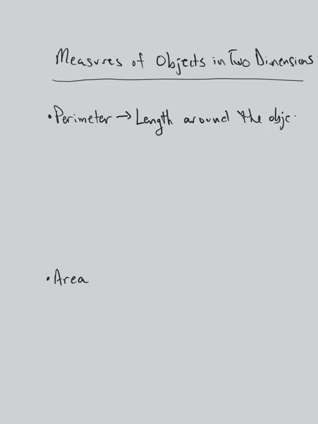So let's just draw a rectangle here really quick. Let's see if I can get this to work. Okay, so there's a rectangle, and the idea of perimeter is that you can imagine starting at one corner, or starting at any place on that rectangle, and if you walked around the sides and then went back to where you started, the question is, how far did you walk? That would be the length around the object. And so that's the idea of perimeter.